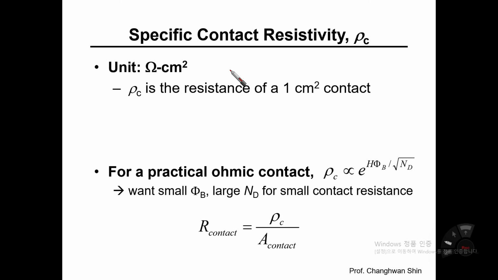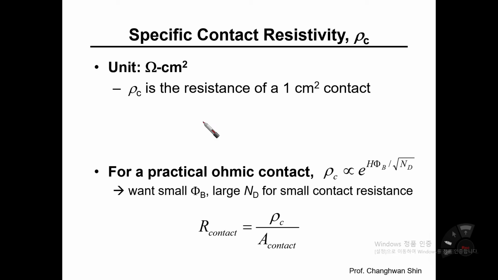Now let's slightly switch gear and try to understand the specific contact resistivity, denoted as rho sub C. The unit of specific contact resistivity is ohm times square centimeter, not ohm divided by square centimeter. So what is the definition of rho sub C? As described on the second bullet, rho C is the resistance, not resistivity, of a 1 square centimeter contact.